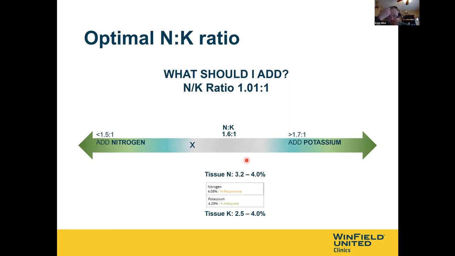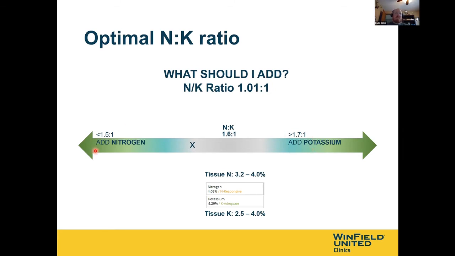So N to K ratios, very similar. That ideal range is supposed to be 1.6 to 1 parts nitrogen to potassium. So again, very similar to the sulfur piece. If you're starting to get wider on that range, you'd be adding potassium. If you start to tighten up, you could add nitrogen.